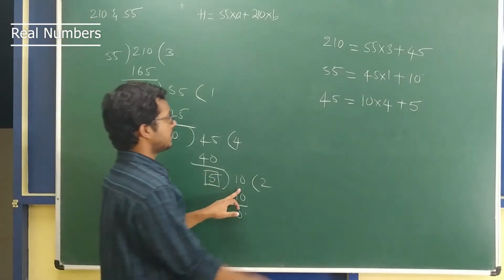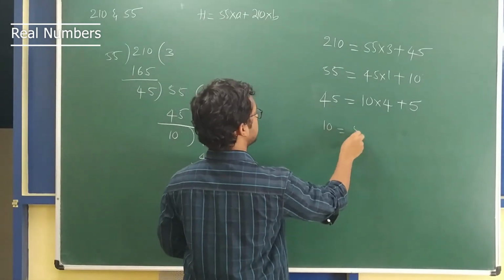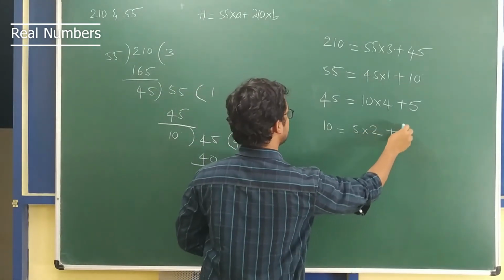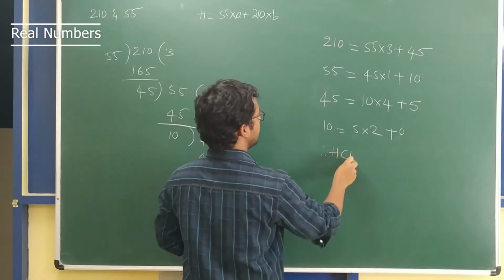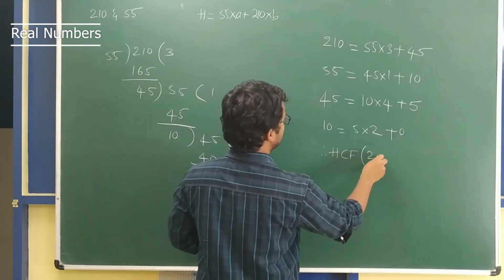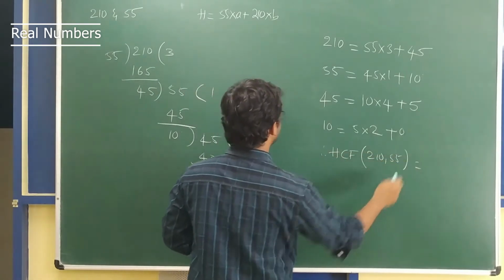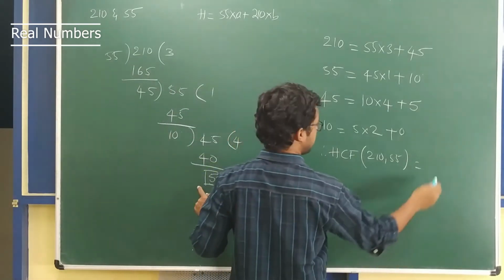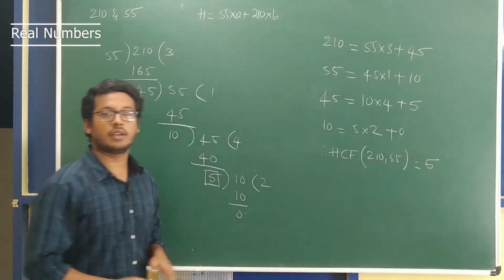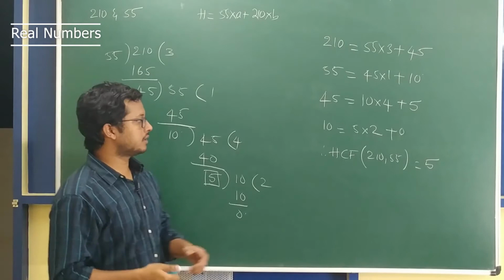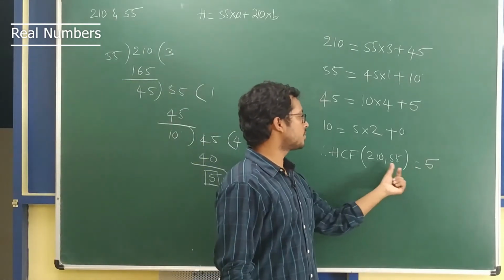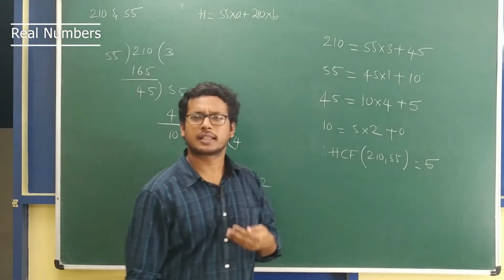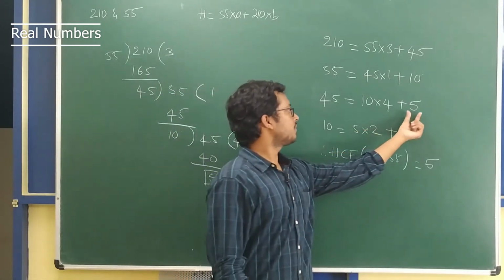Alright. So let's write this one. So 10 can now be expressed as 5 into 2 plus 0. So therefore, HCF of 210 and 55 is 5. Okay. Now our next task is to express this 5 in terms of 55 and 210. As I said, how do we do it? We start off with the last but one step.